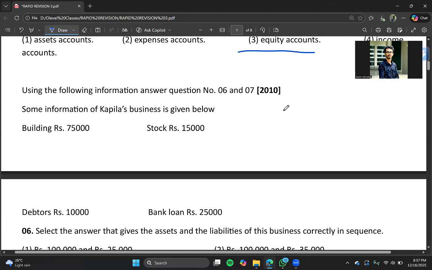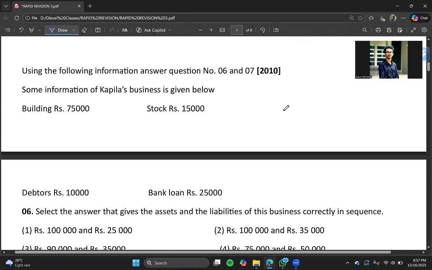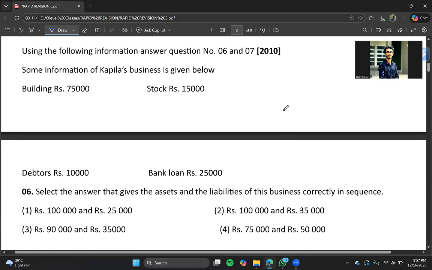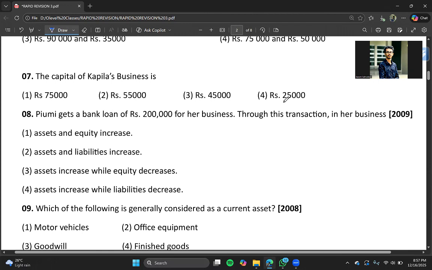Using the following information, answer questions 6 and 7. Some information of Kapila's business is given below: building, stocks, debtors, loans. Select the option that gives the assets and liabilities of this business correctly in this sequence. The assets are building, stocks, and debtors, which total 100,000, and the liabilities are 25,000. So the answer would be 100,000 and 25,000.